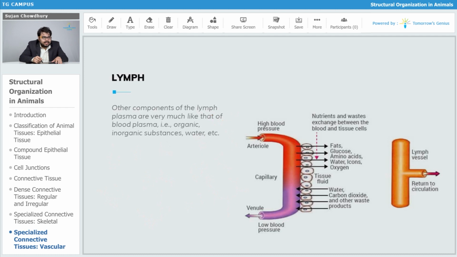Other components of the lymph plasma are very much like that of blood plasma. So calcium, phosphorus, these things are less, glucose is considerably more, proteins are not as much as that of blood, red blood cells are absent. These are the significant differences between the blood and the lymph, which are both liquid connective tissues of our body. So the inorganic, organic substances, water, these are moreover similar in concentration or volume in the case of blood and lymph.